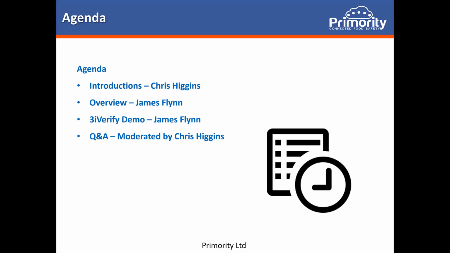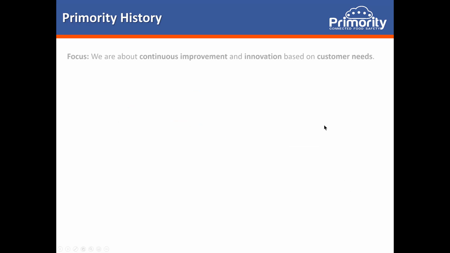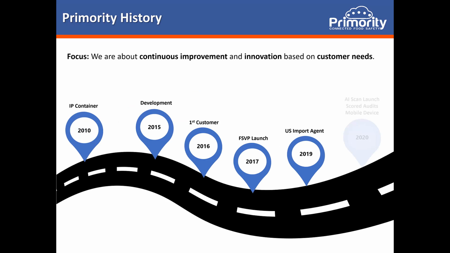So we will just run through, for those that don't know us, a couple of pointers on who we are and so on. So Priority is a company that actually was founded as an intellectual property container in 2010. And we began developing our solution 3iVerify in 2015 with our first customer being Park Cakes. And thank you very much, Park Cakes. I know there's a few of you guys on the call today.